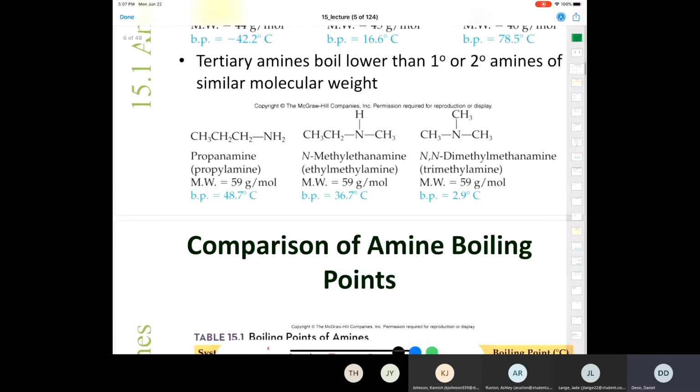All right, and then we looked at the difference in boiling points between a primary amine, like propylamine. So this is a primary amine, then a secondary amine, and then this tertiary amine.